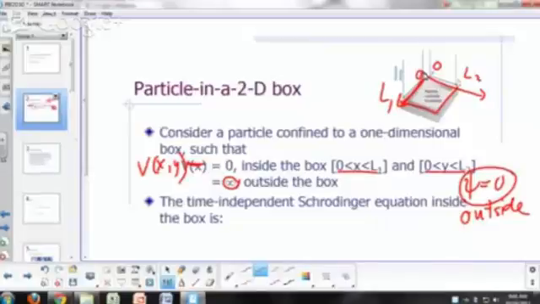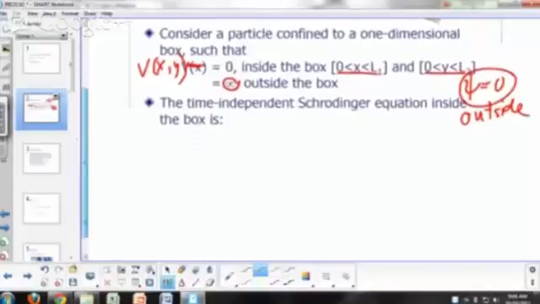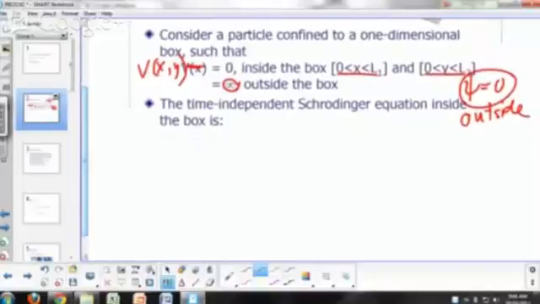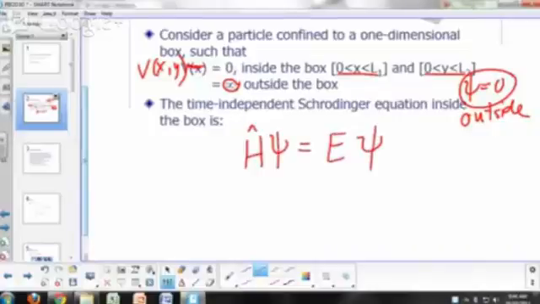So what's our time-independent Schrodinger equation for the particle inside the box? What's the time-independent Schrodinger equation? H hat psi equals E psi. And what's the Hamiltonian operator? That's the kinetic energy operator plus the potential energy operator. Call it out for me, James.